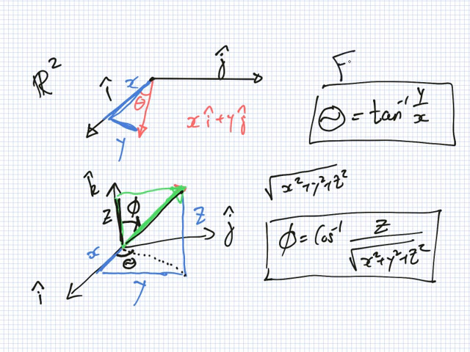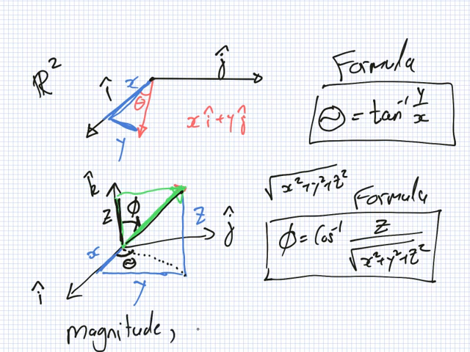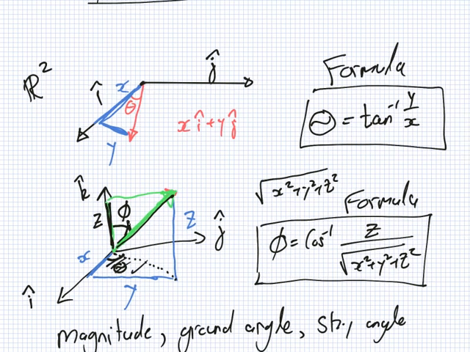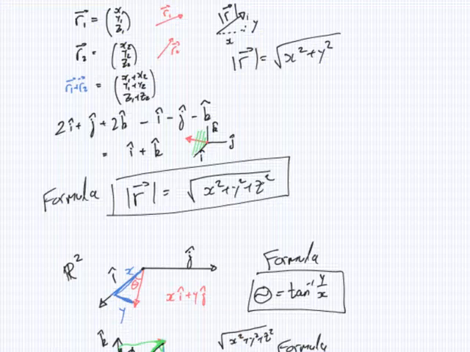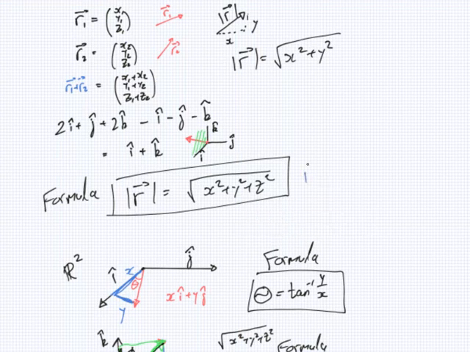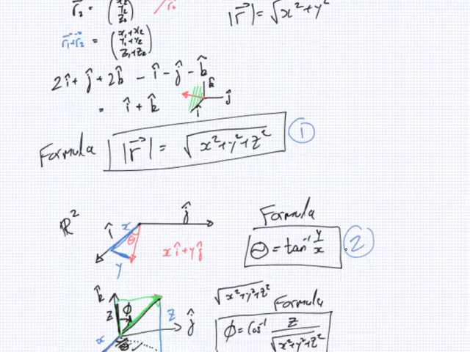So this is another formula, and this is another formula. So basically for this lesson you have three formulas. You have the formula for magnitude, the ground angle, and then what you might call the sky angle. One on the ground and one in the sky. So you have three formulas here. The other one was up there. 1, 2, and 3.